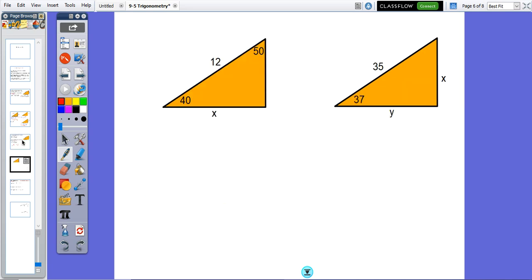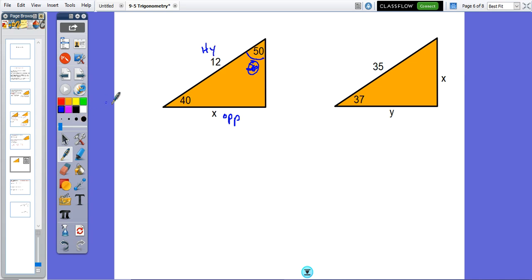So let's look at our first problem here. We're going to use angle 40 as our theta. Actually, no, we've been using that one down there. Let's use angle 50 up here, actually. Angle 50 will be our theta. Theta, not an 8, but theta. So that makes x our opposite side, and 12 is still our hypotenuse.